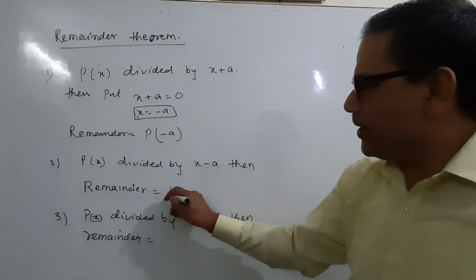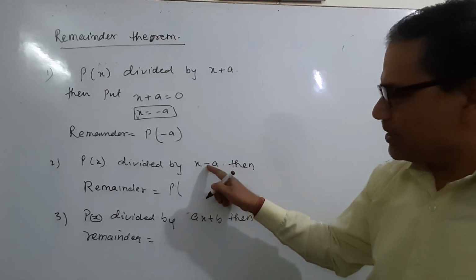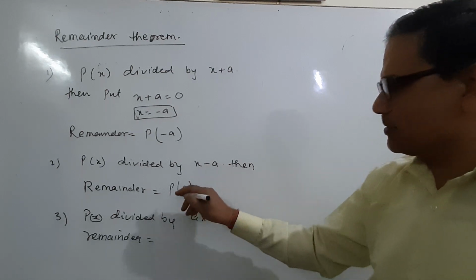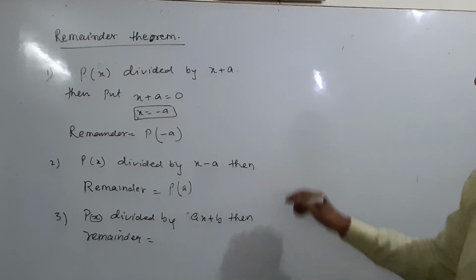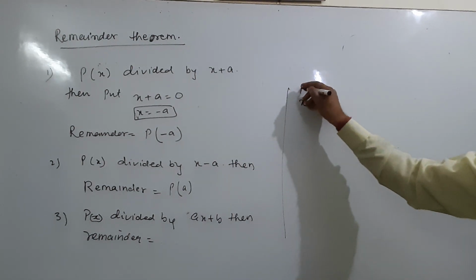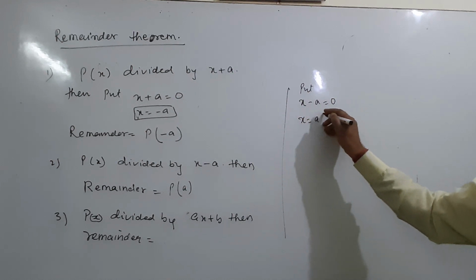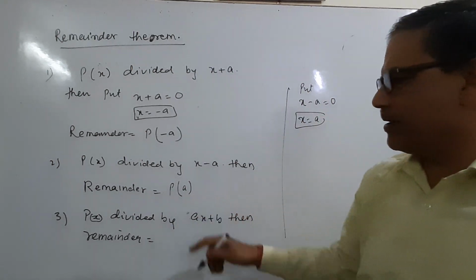Here is remainder p, and here is minus a, so we have to change the sign: plus a, remainder is p of plus a. How is it possible? Put x minus a equal to 0, x equal to a. It means p of a is the remainder.